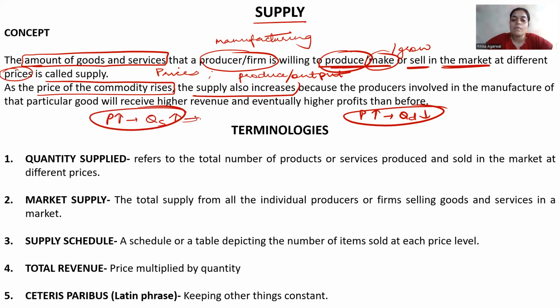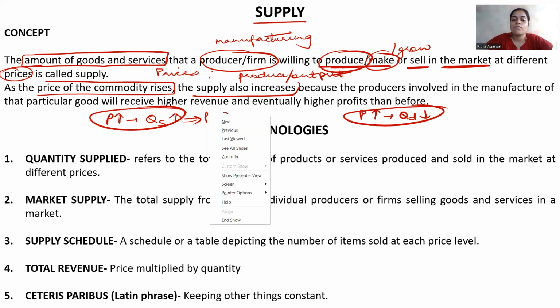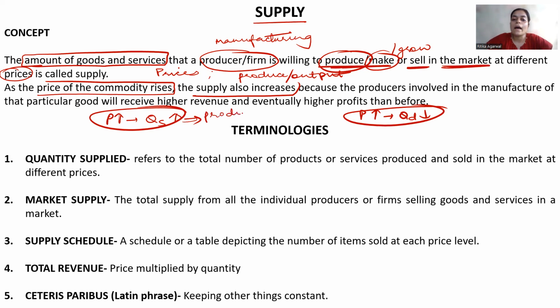Why is this the case? Because the producers will be willing to produce more at higher prices, but the consumers will not be willing to accept or purchase more at higher prices. So with the increase in the prices, the quantity demanded will fall, but with the increase in the prices, the quantity supplied will rise.